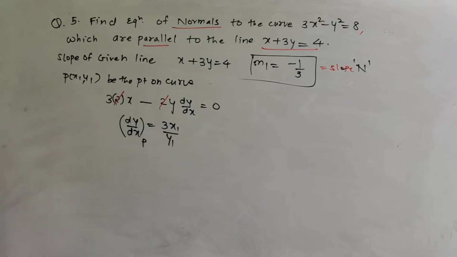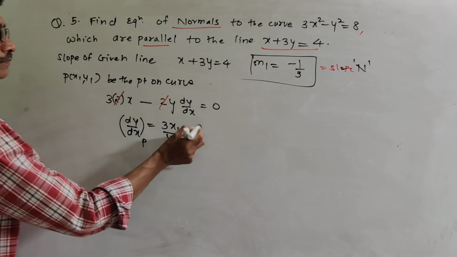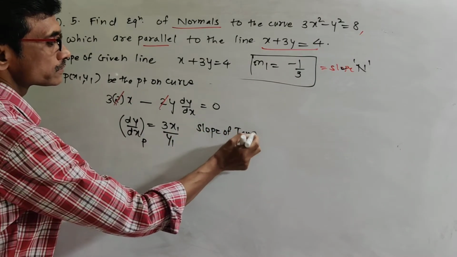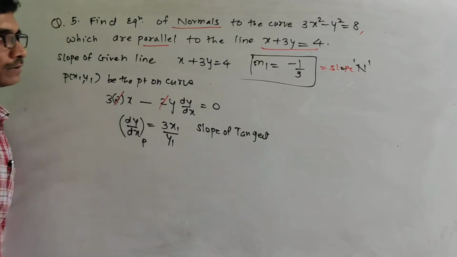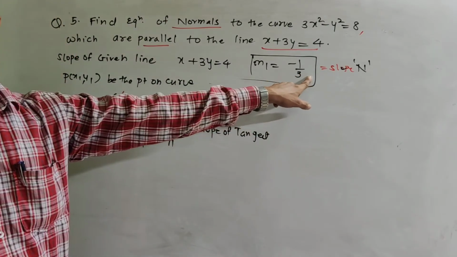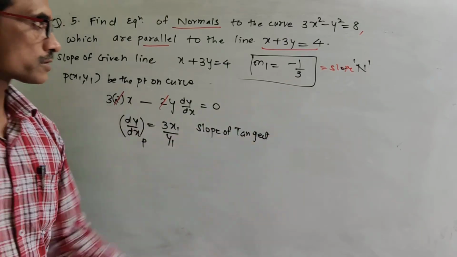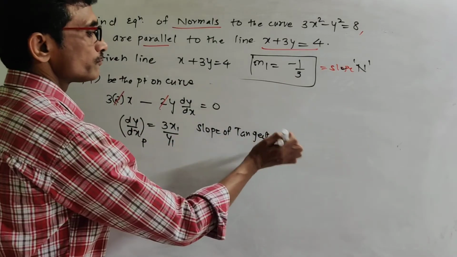(x1, y1). This is slope of tangent, and this is slope of normal. Normal and tangent are perpendicular to each other, so product of the slopes, see this is say m2.